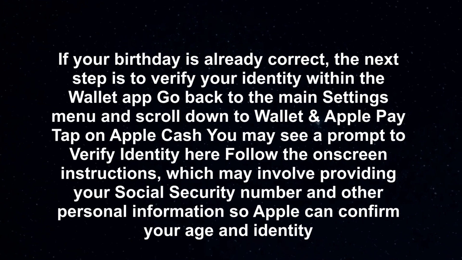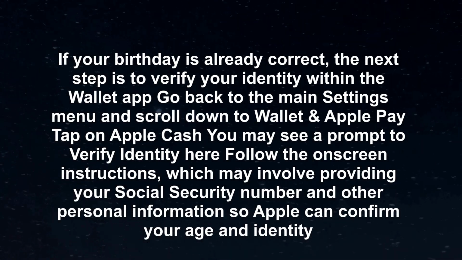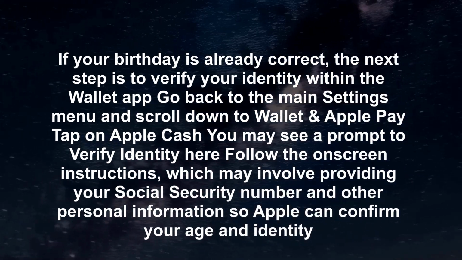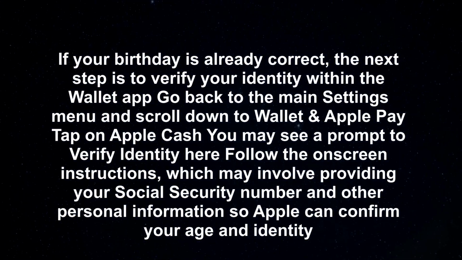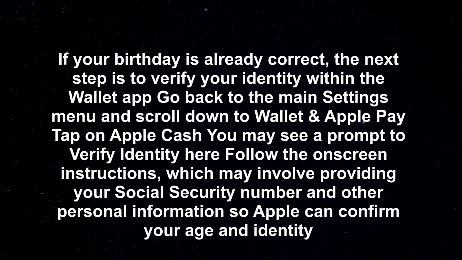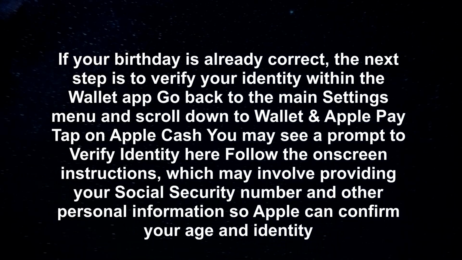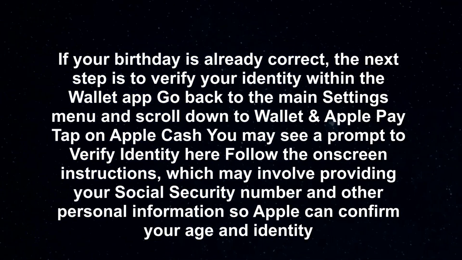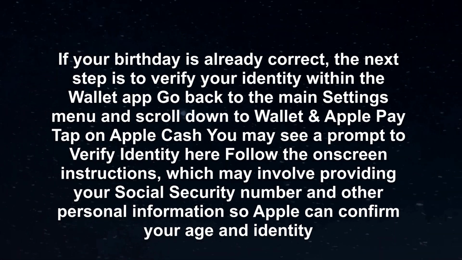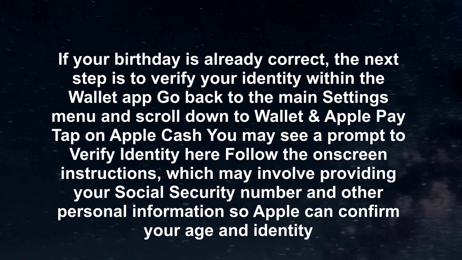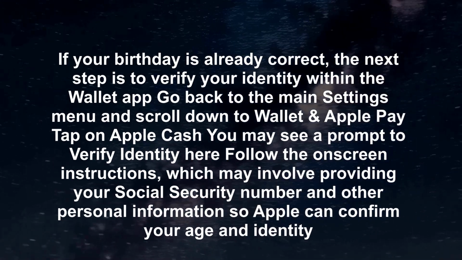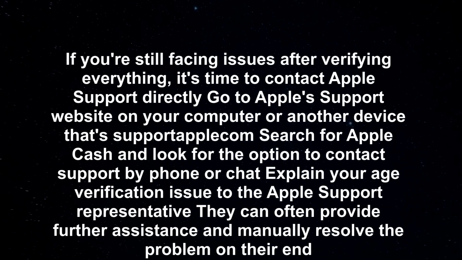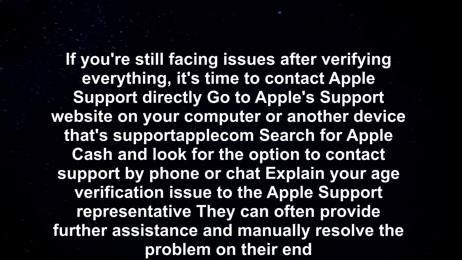If your birthday is already correct, the next step is to verify your identity within the Wallet app. Go back to the main settings menu and scroll down to Wallet and Apple Pay. Tap on Apple Cash. You may see a prompt to verify identity here. Follow the on-screen instructions, which may involve providing your social security number and other personal information so Apple can confirm your age and identity. If you're still facing issues after verifying everything, it's time to contact Apple support directly.